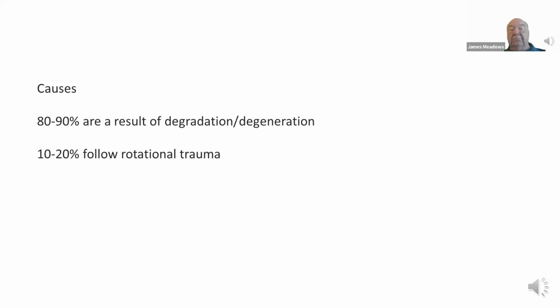Causes, the majority of these seem to be by a combination of degeneration, degradation, and about 10 to 20% follow rotational trauma. And it may be that the difference in these numbers may be because a degenerative disc has also been traumatized. So part of this is going to be based on imaging, part of it's going to be based on the history of the patient.